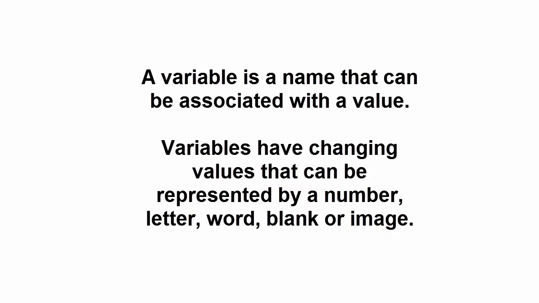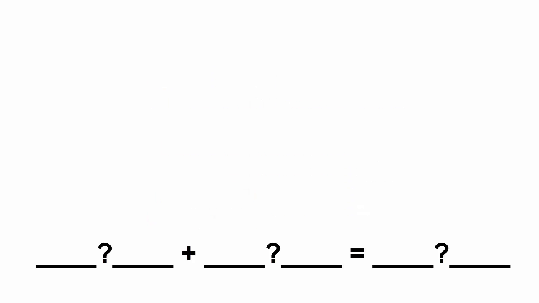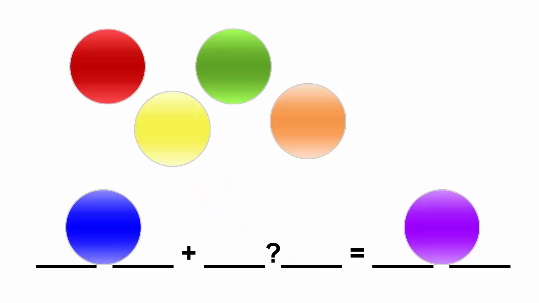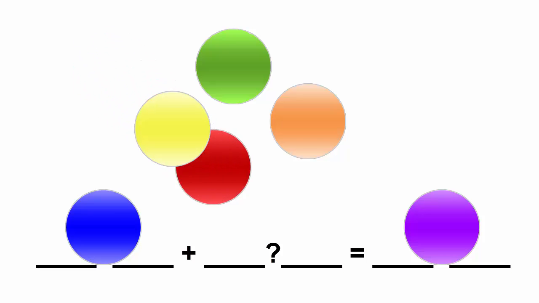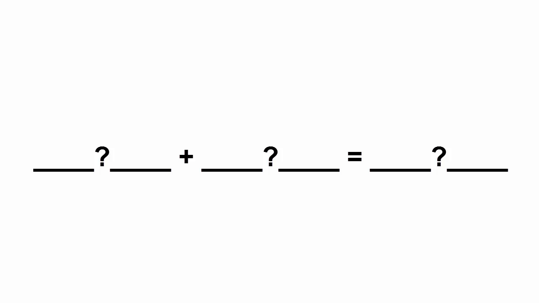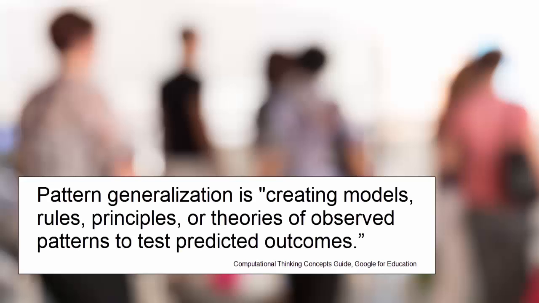variables. A variable is a name that can be associated with a value. Variables have changing values and can be represented by a number, letter, word, blank, or image. Often, the value of one variable will determine or be dependent upon another. In these examples, you can see how the value of the second variable, or input, is dependent on the value of the first variable or input. Abstraction allows you to create a generic representation of a problem.